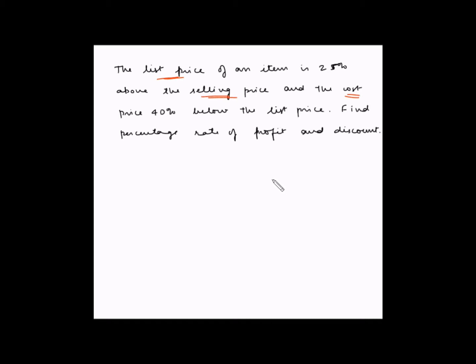So let's say that this is our list price. Now the first line which has been given to us is the list price of an item is 25% above the selling price. So definitely selling price is lower than the list price. So let's say selling price is somewhere here. Now the list price of an item is 25% above the selling price. So what that means is that this is 25% more than the selling price. So this gap here is 25% of the selling price.